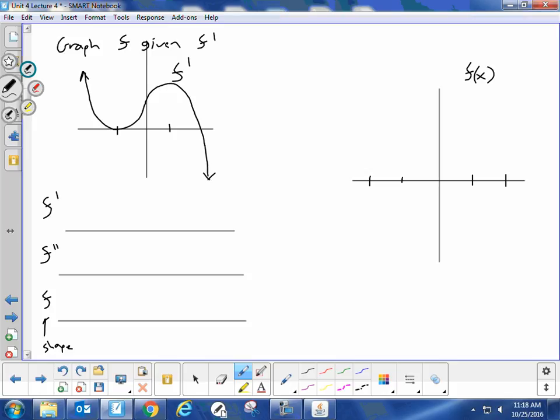Is this F double prime? Which one's F? So you're telling me F prime is negative up here? Yeah. Well, the slopes of F prime are negative up there. But the values, the y values are positive. And then they're 0, and then they're positive. And then they're 0, and then they're negative.